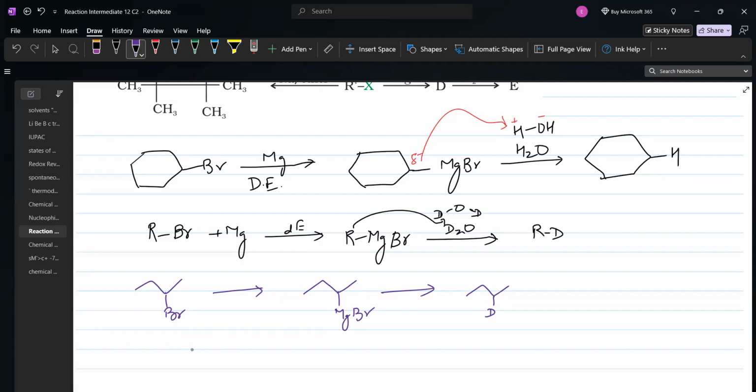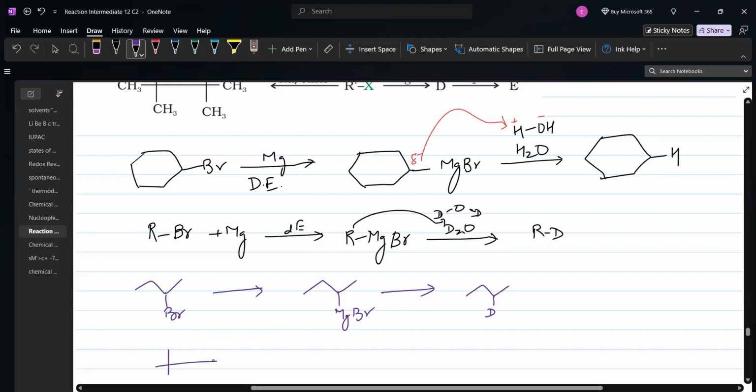So let's try the other question. In this question we have this. I'm writing the methyl thing, which has been formed from Na plus Na ether. This is a Wurtz reaction. Siddhika, you may remember the Wurtz reaction.